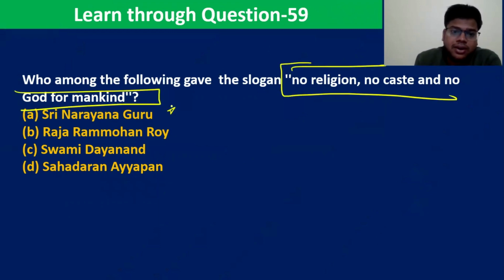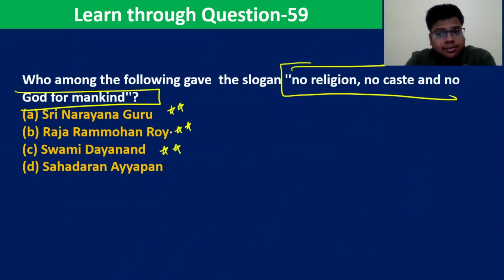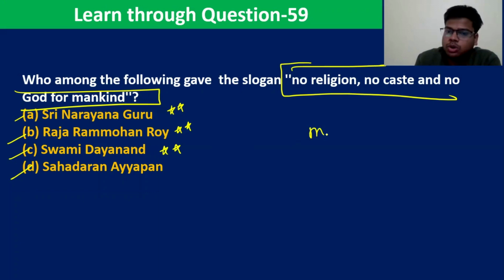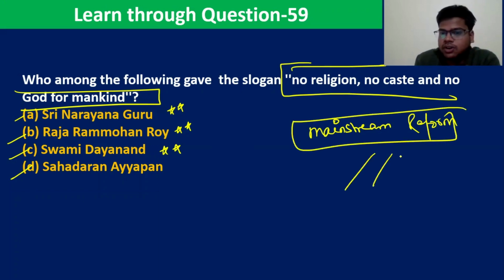But yes, we have read in detail about Narayan Guru, Raja Ram Mohan Roy, and Swami Dayanand. So sometimes you are given a question from a very obscure topic, but the options given to you may be very mainstream. For example, Narayan Guru, Raja Ram Mohan Roy, Swami Dayanand, and Sahodaran Ayyappan. Let's say the fourth one we have not read. But what you are expected to know is everything with respect to the mainstream reformers: their major quotes, their major work, and everything.